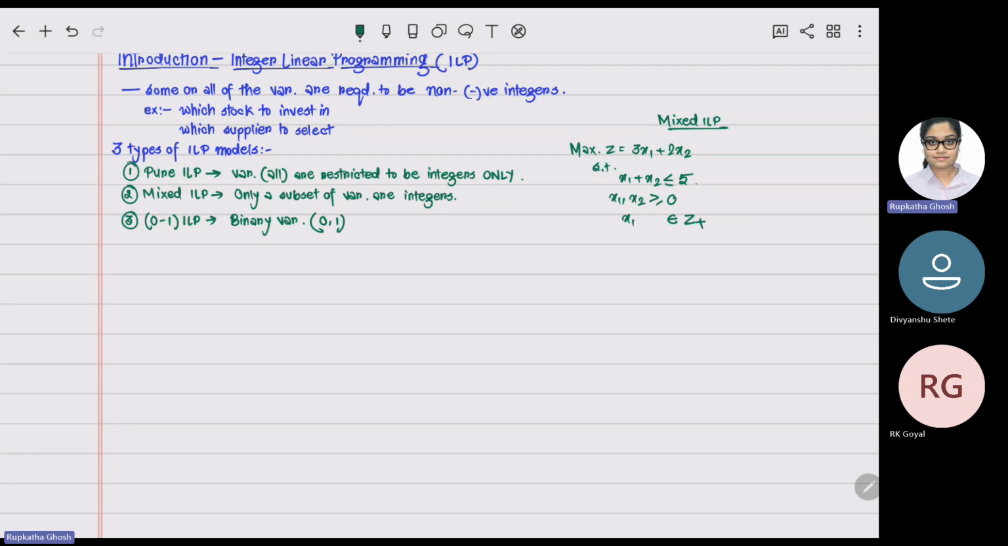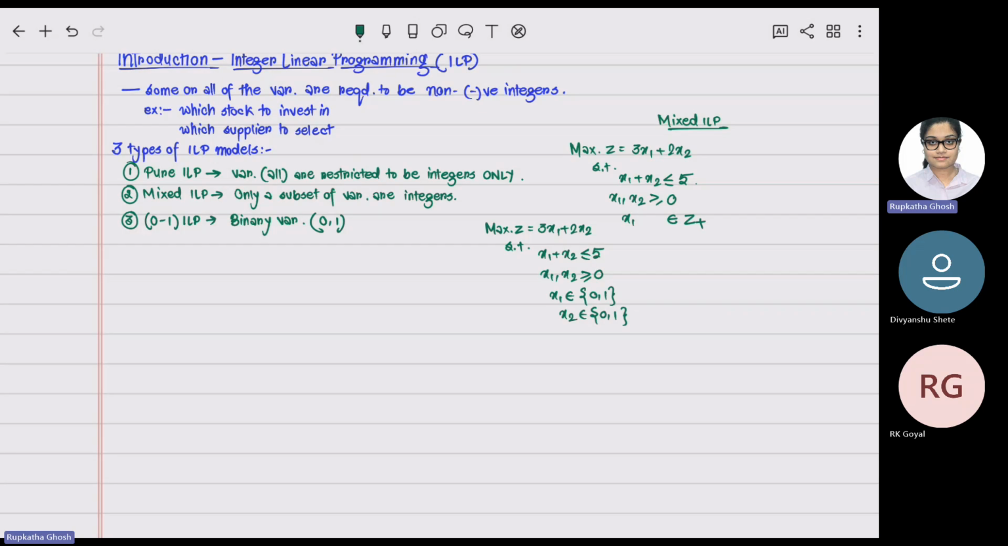So let's say the same model, max z, subject to the same constraints, x1, x2 have to be non-negative, and x1 and x2 are binary. Got it? Then that is your binary ILP.